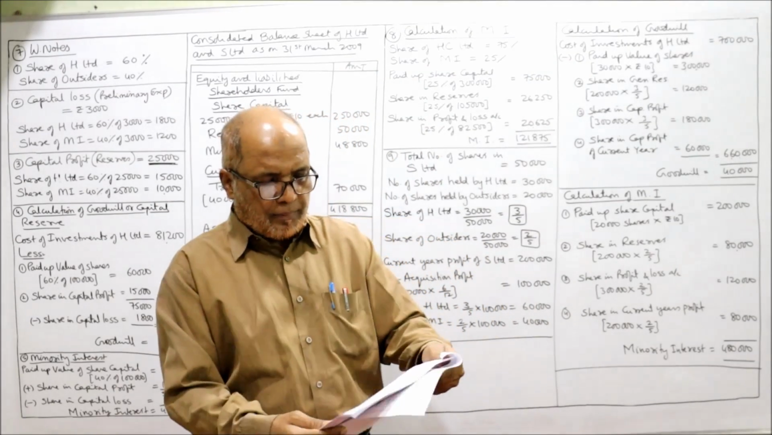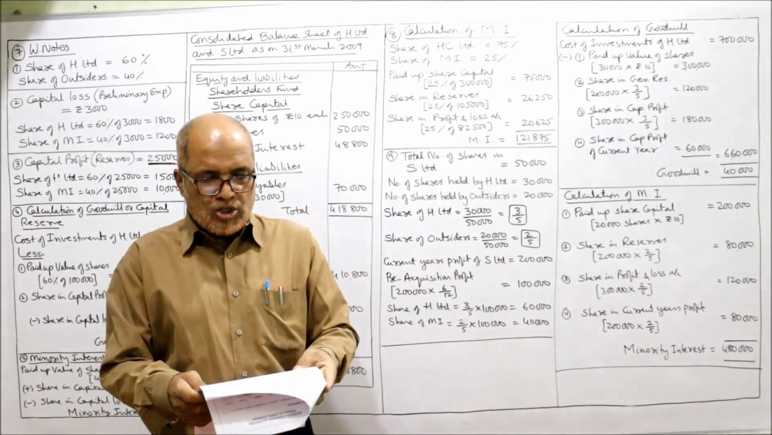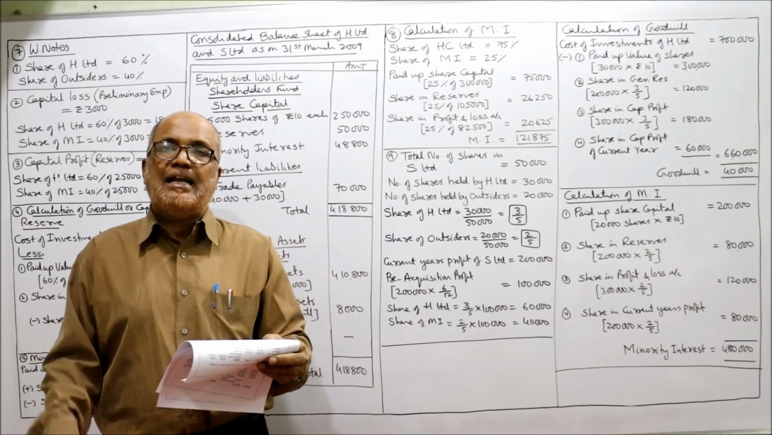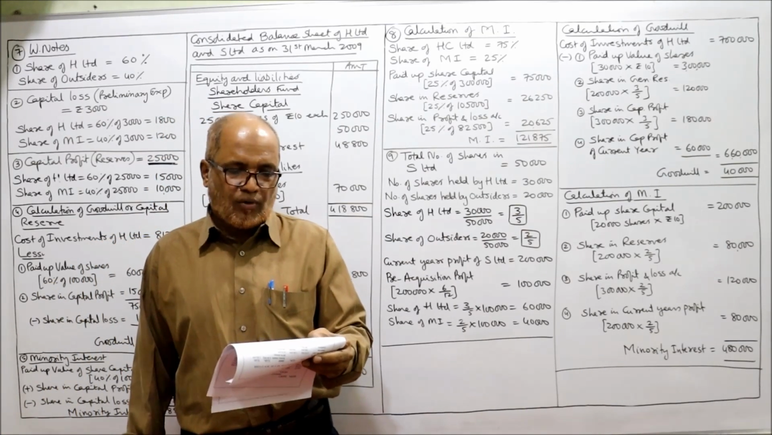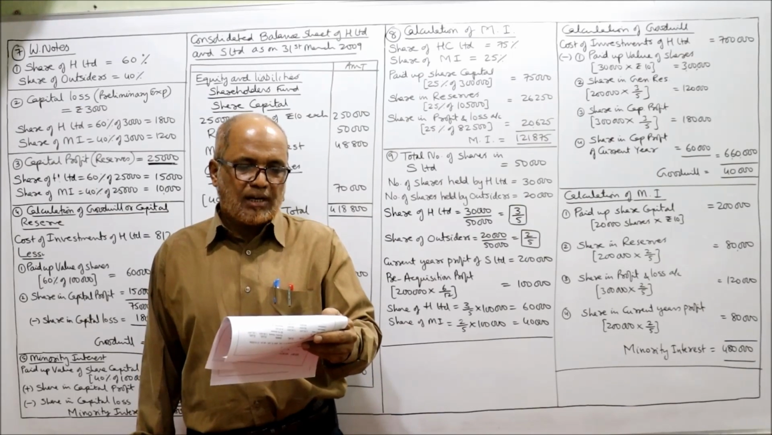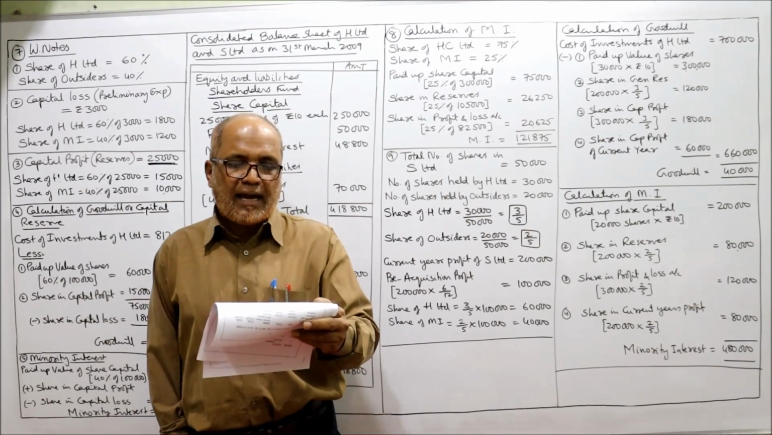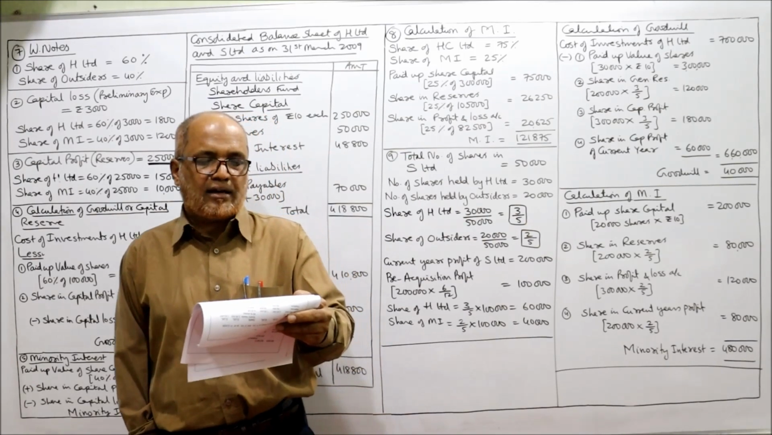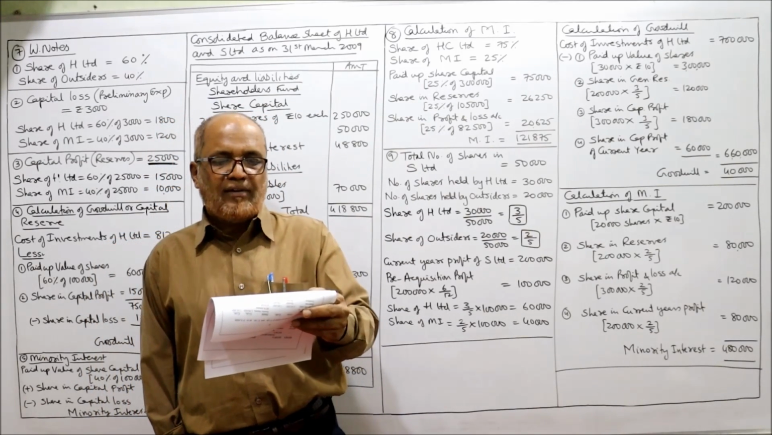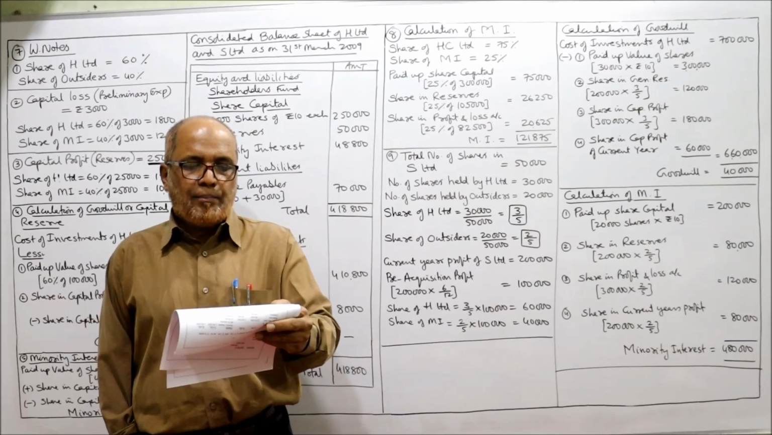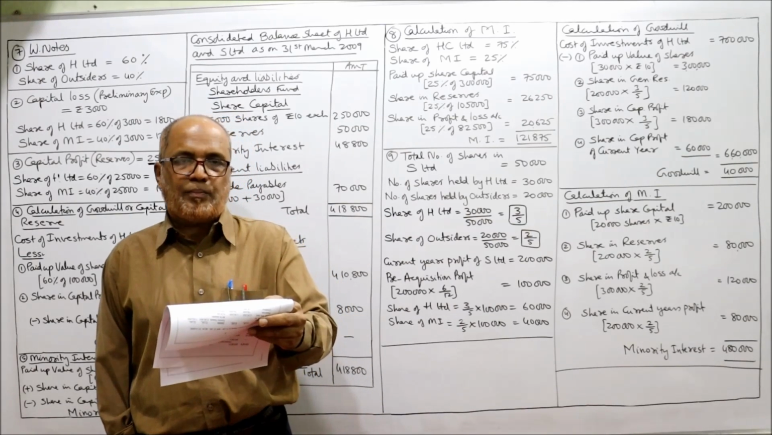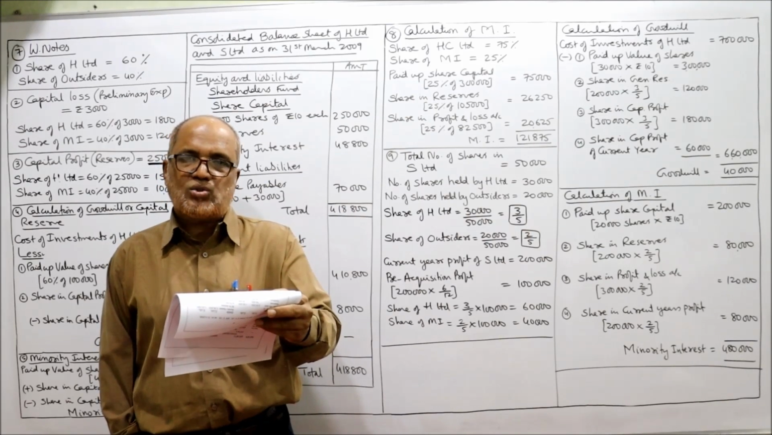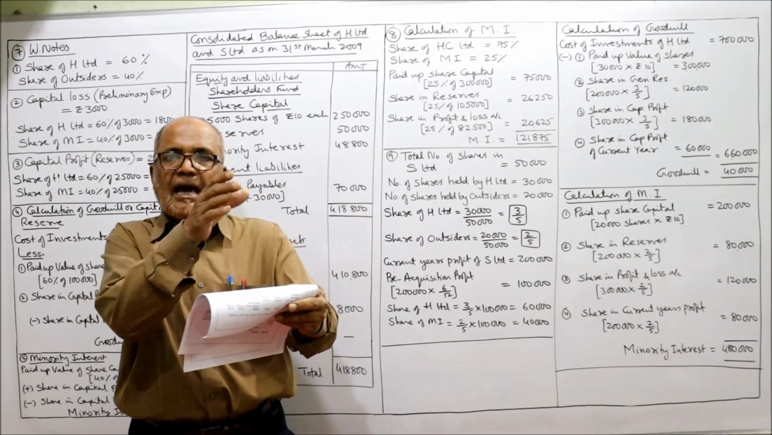Now see the 8th problem. On 31st March 2003, the balance sheets of HC Limited and its subsidiary SC Limited stood as follows. So both companies' balance sheets are given. Equity share capital: holding company 12 lakh, subsidiary company 3 lakh. Reserves: 2,25,000 and 1,05,000. Profit and loss account: 1 lakh 35,000 and 82,500. Creditors: 1 lakh 80,000 and 1 lakh 20,000. This is the liability side.